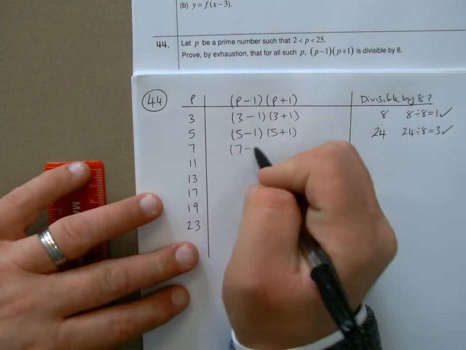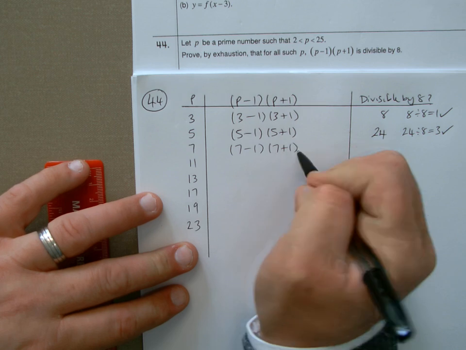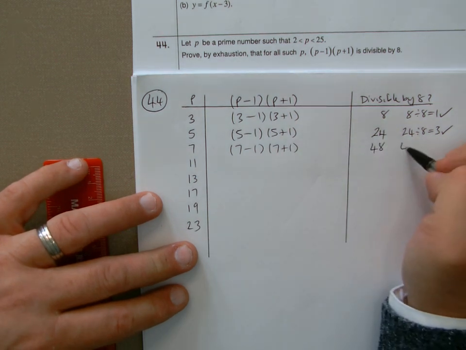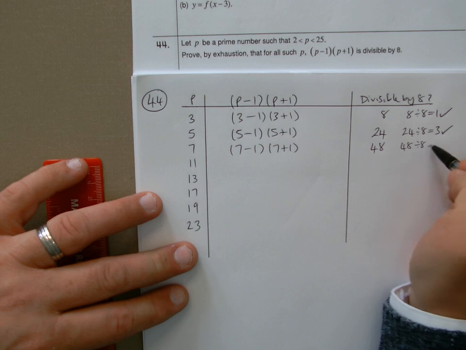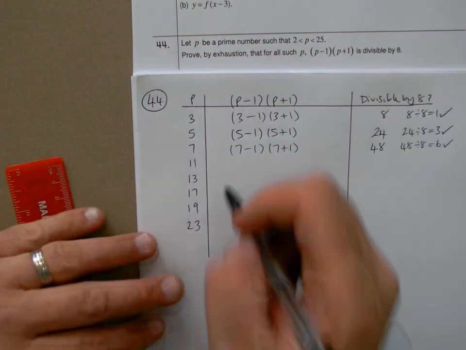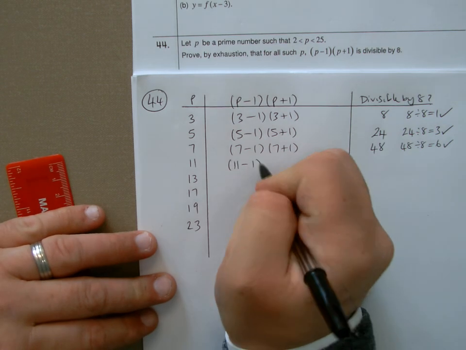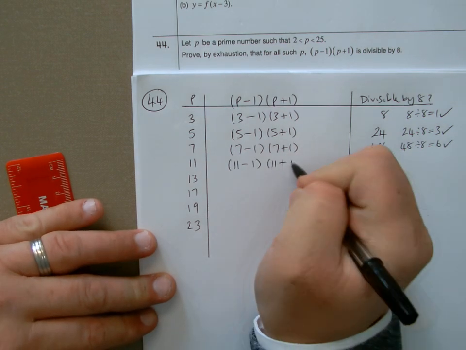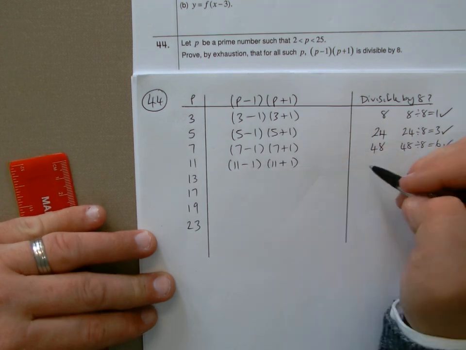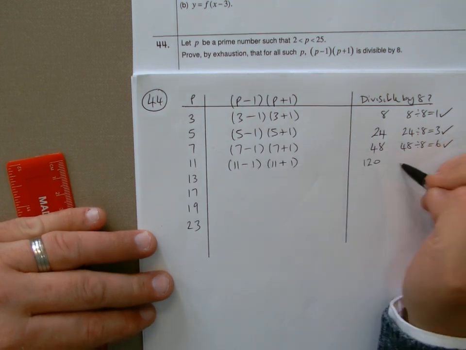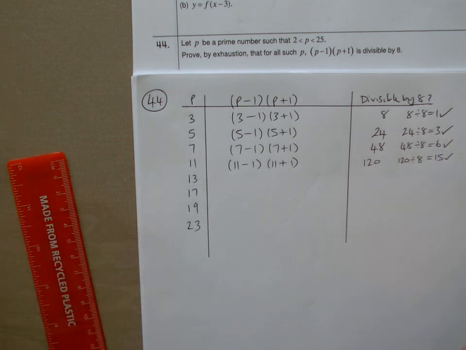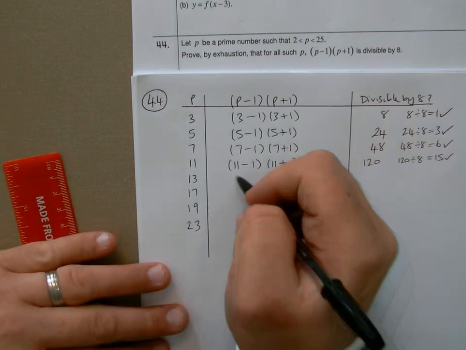So next one then, 7 take away 1, 7 plus 1. That comes out to be 48. And then 48 divided by 8 comes out to be 6. So you can see these are divisible by 8. But you've got to check them all. So in this case then, you've got 10 times 12, 120. And then 120 does indeed divide by 8. So you can check these on your calculator to be sure.